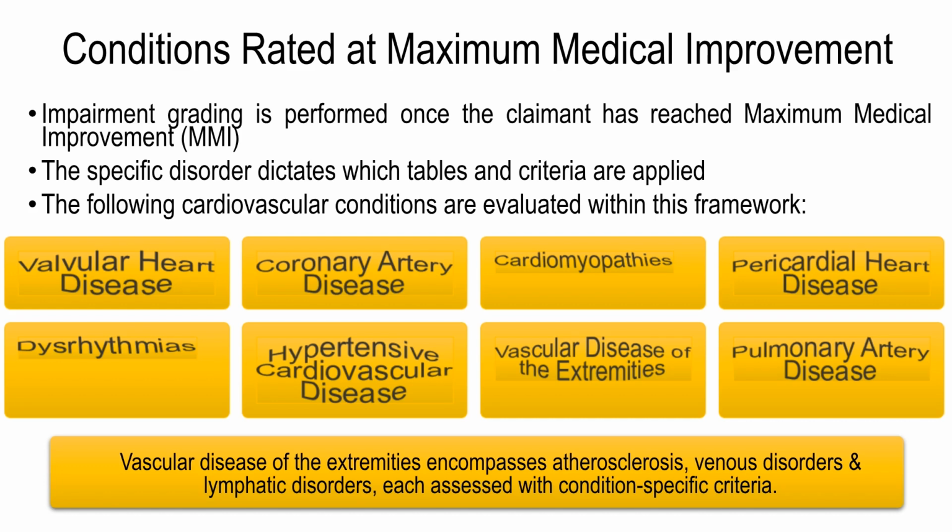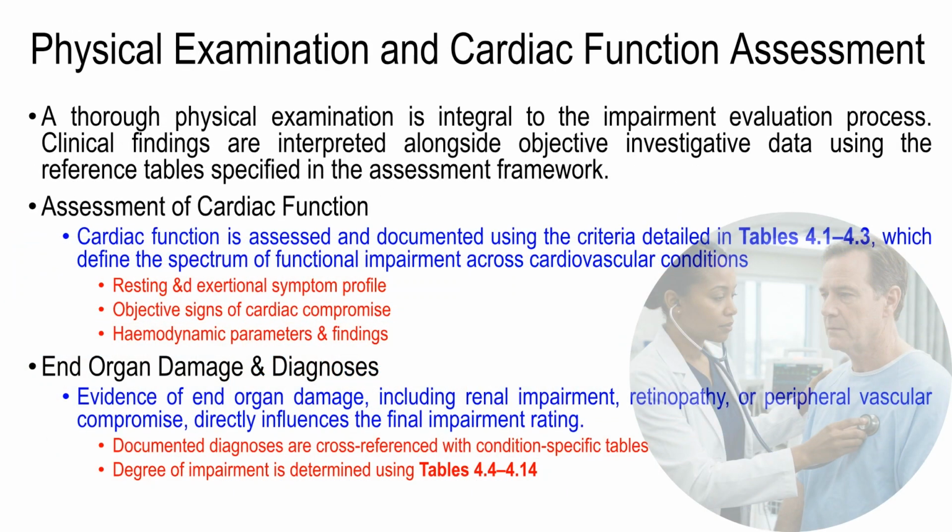Evaluated cardiovascular conditions include valvular heart disease, coronary artery disease, cardiomyopathies, pericardial heart disease, and others. A thorough physical examination is essential, interpreting clinical findings alongside objective data. Assessment includes cardiac function based on tables 4.1 to 4.3, and end organ damage, which influences the final impairment rating, using tables 4.4 to 4.14.